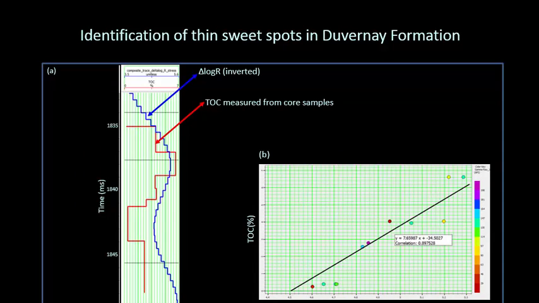So this comes as a check, because this core data we were given after the fact. After we had done the exercise, we had delivered all the attributes, then they provided the core data. And the core data was over only 10 milliseconds zone. And you see there are very few points, I think 10 or 11 points at which we have the core samples. And so the red one is coming from the core samples, and the TOC from the core samples, and this delta log R is the inverted delta log R that I show you in blue.